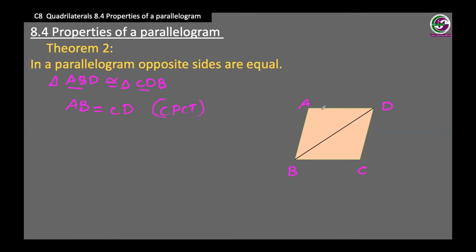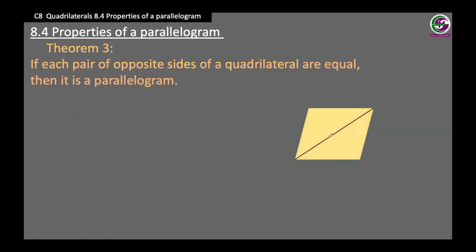And what are the other two sides? AD and BC. AD, first and last letter. BC is also first and last letter. So we can say AD is equal to CB, again CPCT. So we understand that in a parallelogram, opposite sides are equal. Moving on to theorem 3.